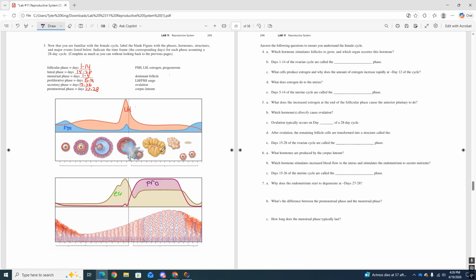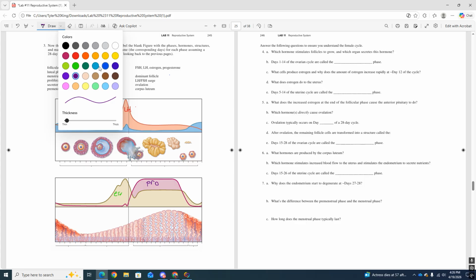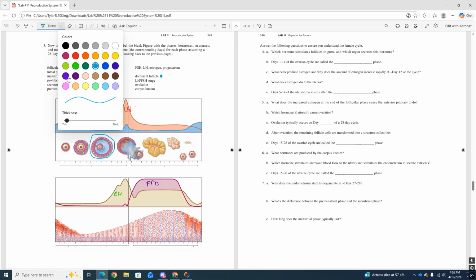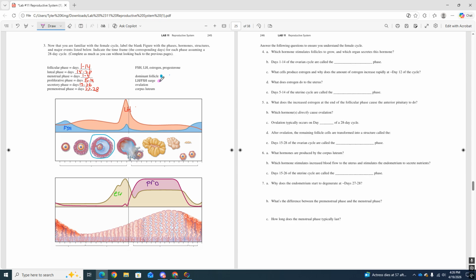So then we have the dominant follicle. Let's see if we can do some color coordination right here. That one's in like the teal blue. Dominant follicle is going to be this guy right here. We have the LH and FSH surge. We'll do this one in pink. So do that one right there, and we'll circle that into this section right here for you guys.